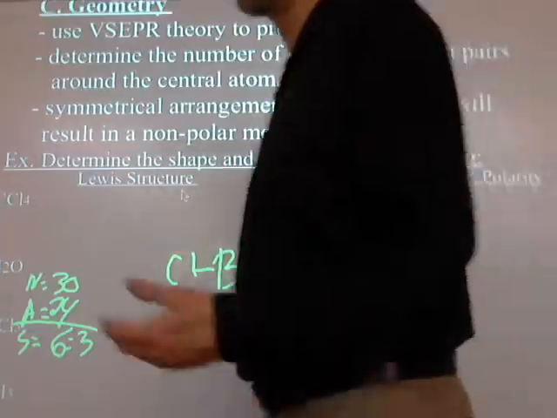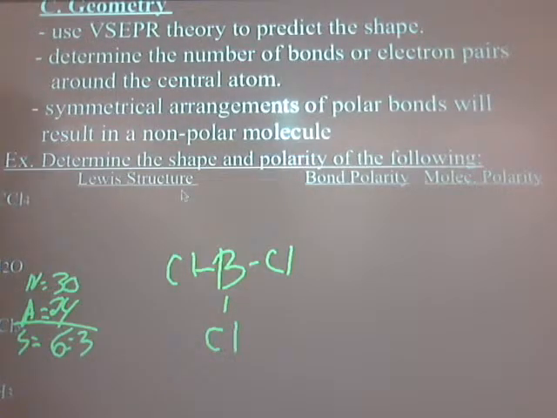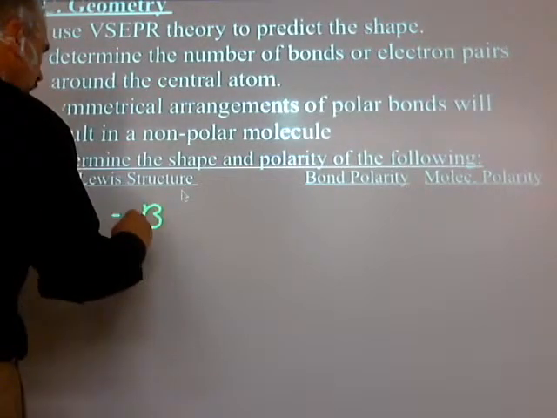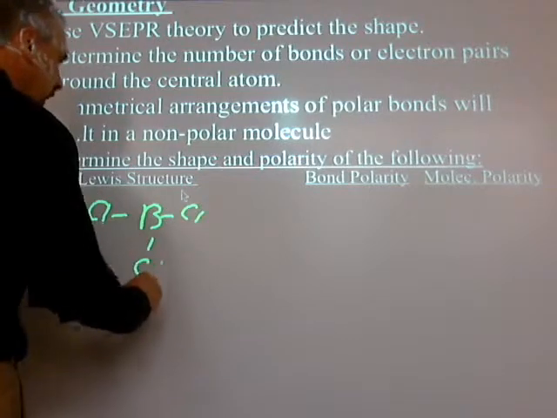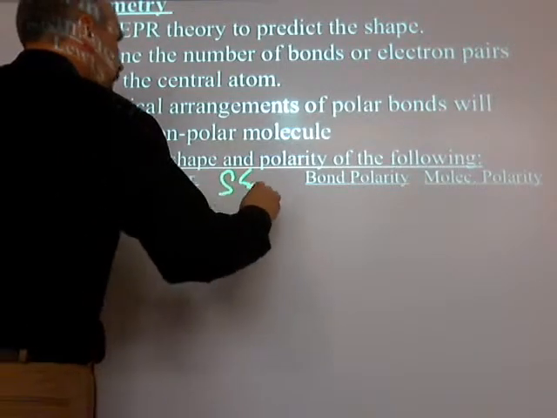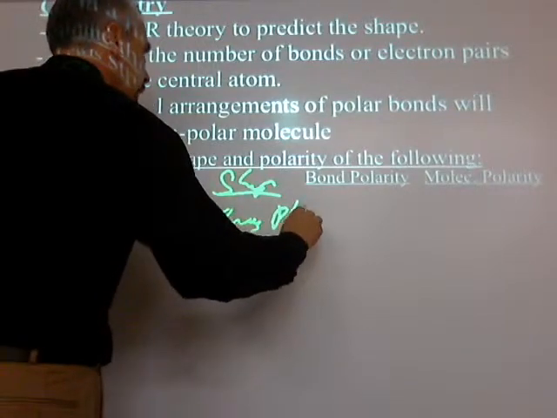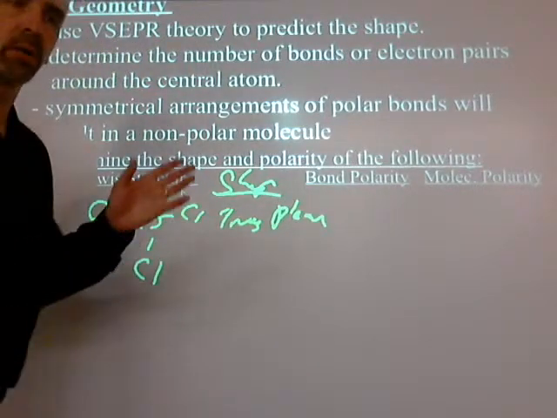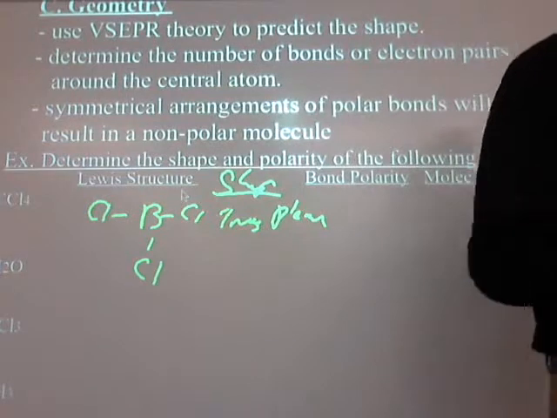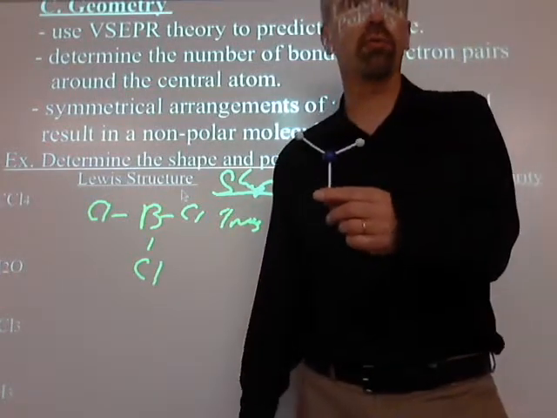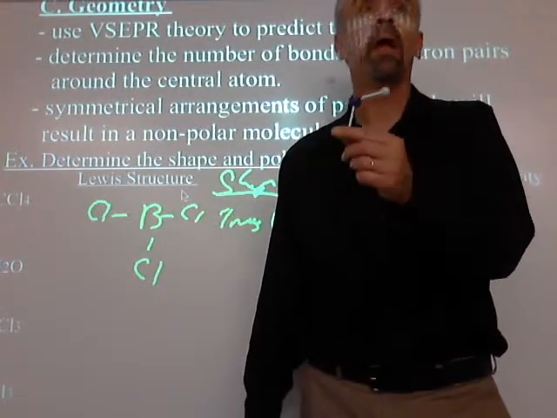Trigonal planar or triangular planar, however you want to call it. All right, so B, Cl, Cl, and Cl. I'm going to leave them up here. For the shape, it is going to be triangular or trigonal planar. Is trigonal planar a symmetrical shape? Does it look symmetrical to you? Does to me too. It should.